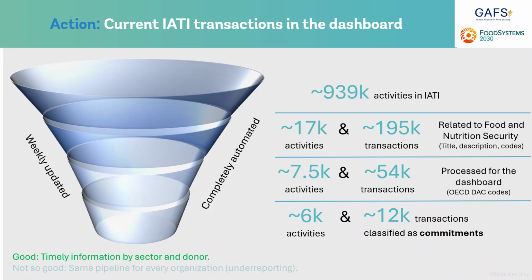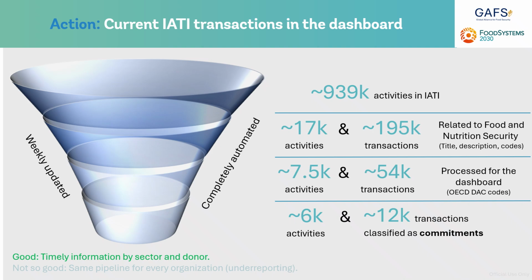Once we identify those activities, we process the underlying transactions so that the financial information is accurate and comparable. That includes allocating funding proportionally when activities span multiple sectors or multiple countries, deduplicating flows so the same money isn't counted more than once as it moves through different organizations, and applying humanitarian flags where relevant. All of this runs through an automated nightly pipeline, so the dashboard always reflects clean, up-to-date data.